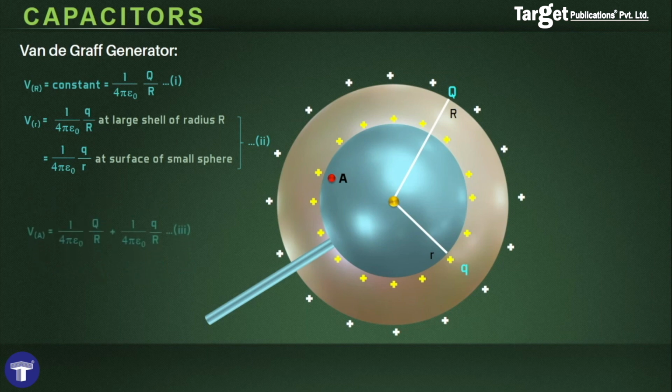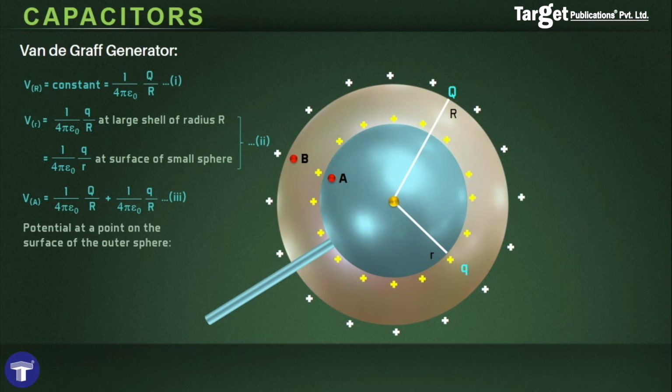Now we find the potential on a point lying on the larger or the outer sphere. Let B be a point on the outer sphere. The potential at B is equal to the potential due to the outer sphere plus the potential due to the inner sphere. The potential due to the outer sphere is obtained from equation 1 and the potential due to the inner sphere is obtained from the first equation in equation 2. This is because for the smaller sphere, point B is a point on the surface of the outer shell, or we can say it is a point outside the shell.